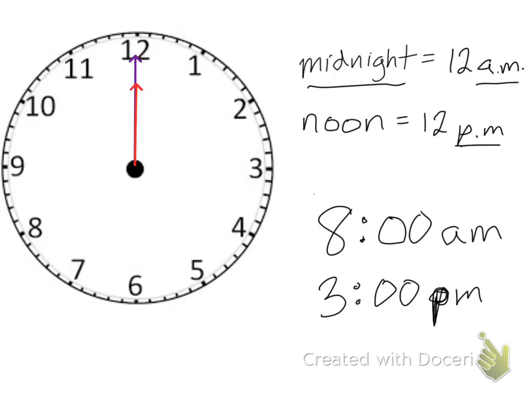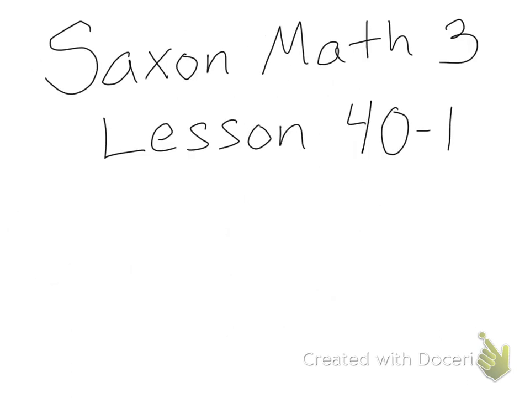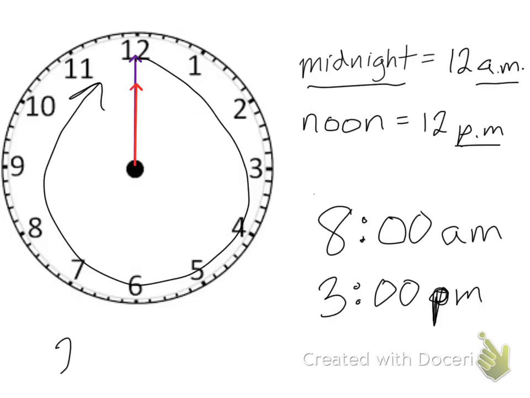All right, so how many a.m. hours are there? Well, there's going to be 12 a.m. hours because it goes from 12 to 11. There are also 12 hours at night, or p.m. hours. And there are 24 hours in one day.